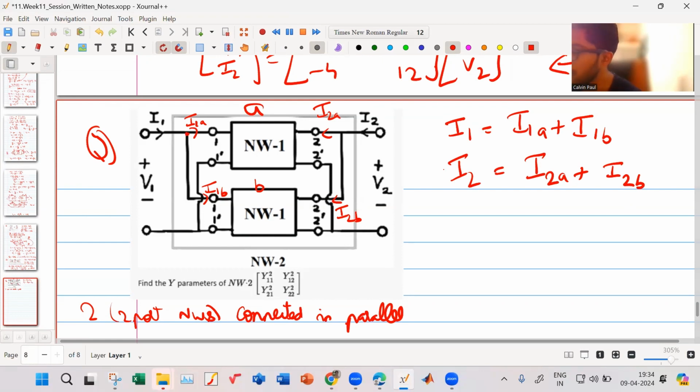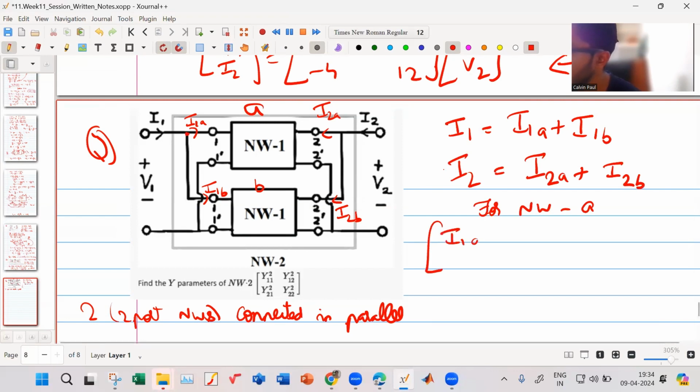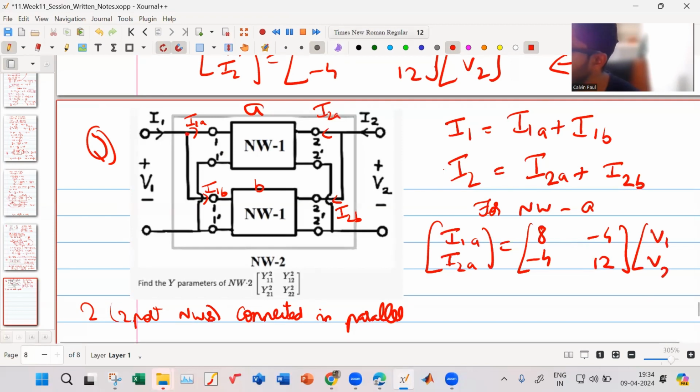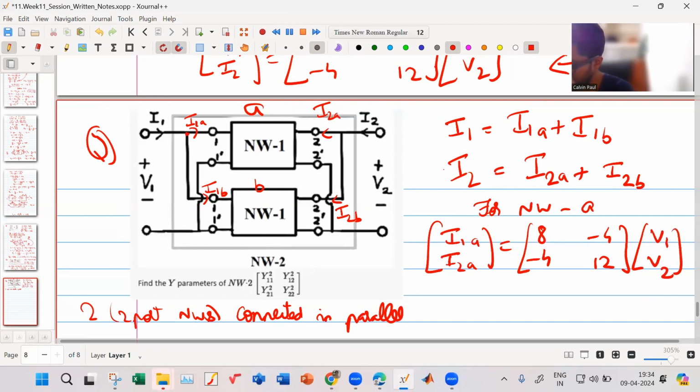Now I know already that for network A, I1A and I2A are equal to [8, minus 4; minus 4, 12] times the voltages across it. What is the voltage across it? It is V1 and V2, because the voltage over here is V1, the voltage over here is V2.